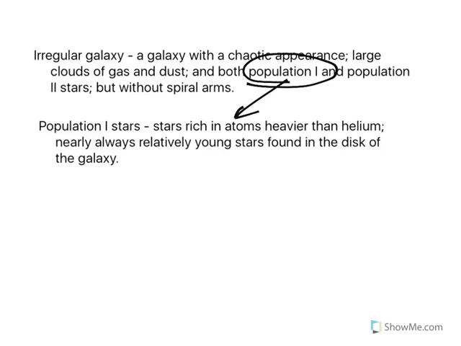Population 1 stars are stars that are rich in atoms heavier than helium, and they nearly always are relatively young stars found in the disk of the galaxy.